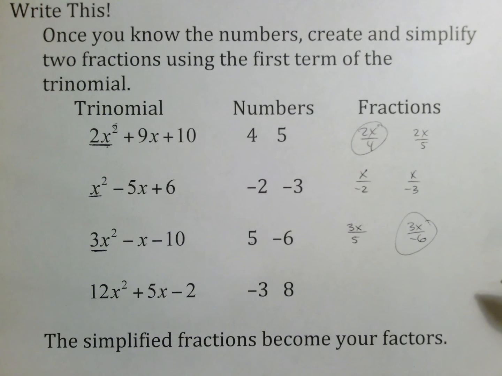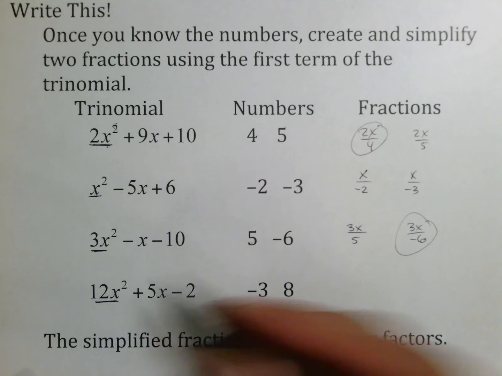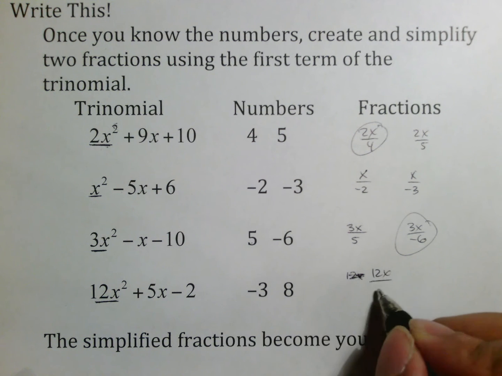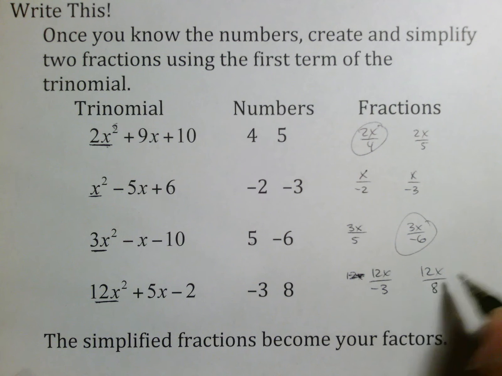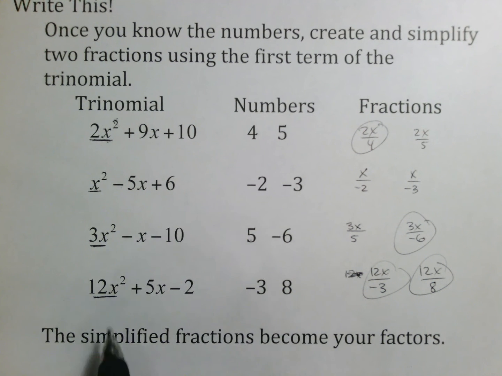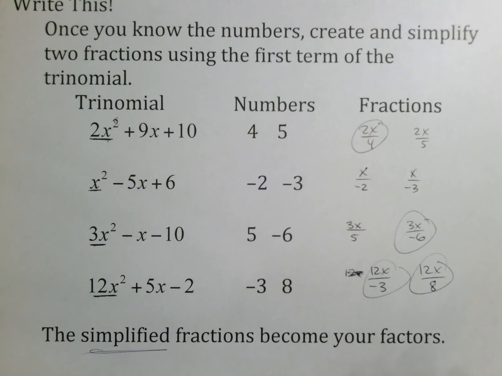And the last one, if I had 12x squared plus 5x minus 2, and I found out through work, which you can, that the numbers are negative 3 and 8, we simply take this without the squared and we put 12x over negative 3, and we put 12x over 8. This one and that one can actually be simplified, and I'll show you how you do that in just a second. But just keep in mind your calculator actually reduces fractions for you, for those of you who are nervous about that. Your simplified fractions become your factors.